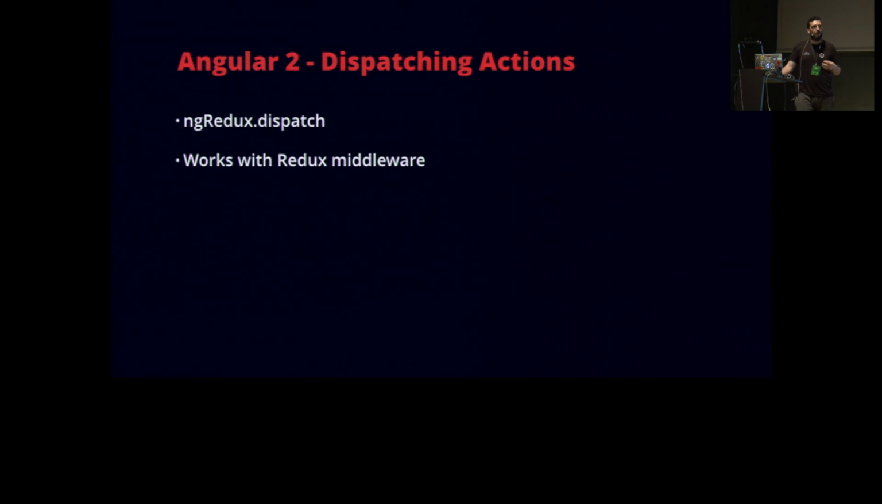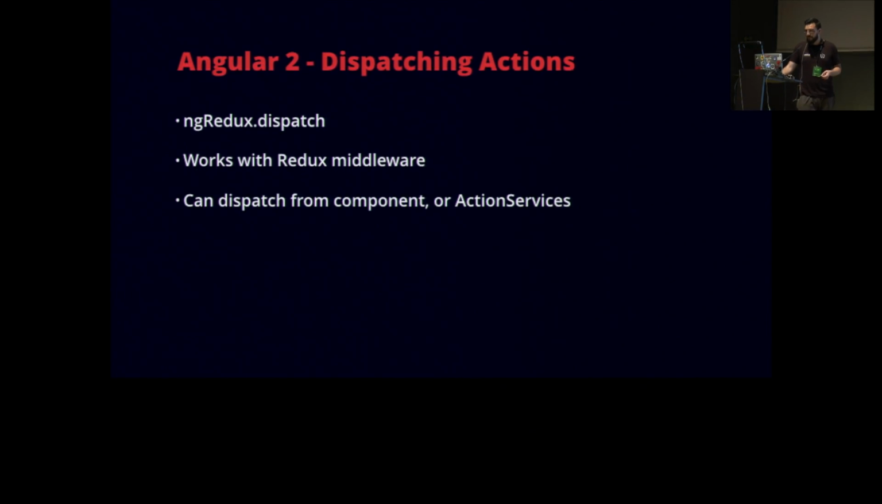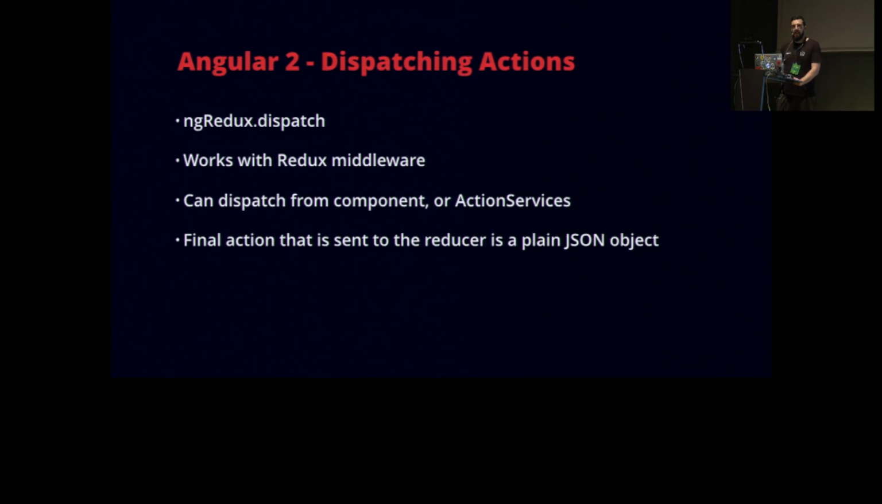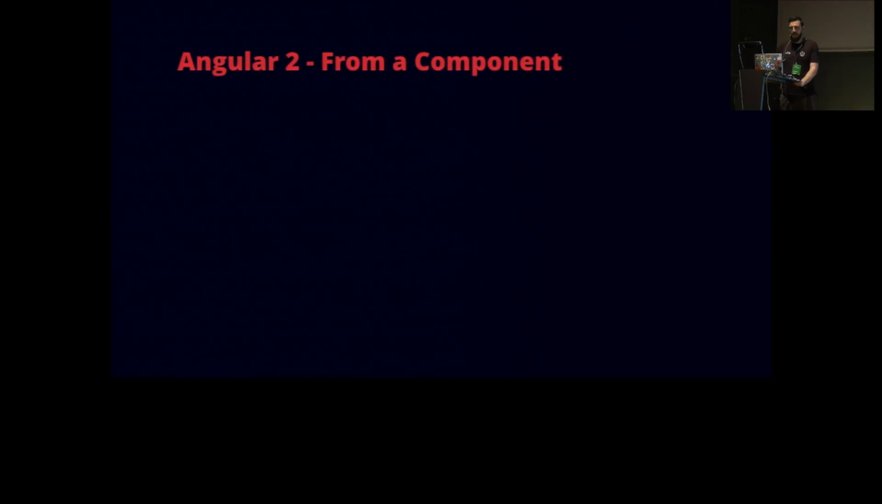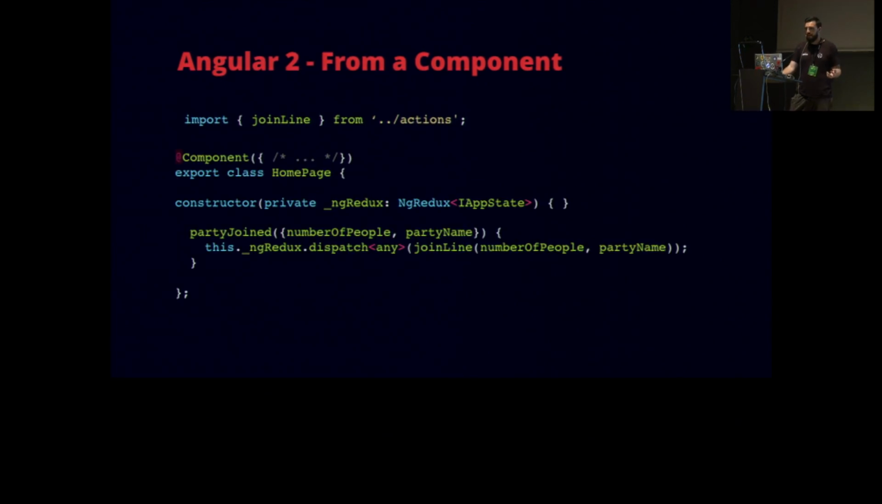The next part is being able to actually dispatch actions. There's ng-redux.dispatch, which will also work with any of the middleware that you have. You can either dispatch from the component itself, or use a pattern that I've been finding works a bit cleaner with Angular 2, an action service pattern. The final action that is dispatched and sent to your reducers has to be a plain JSON object. For an example of dispatching from a component, you might import a plain function from a file, and then in your component do ng-redux.dispatch and fire off your action creator.